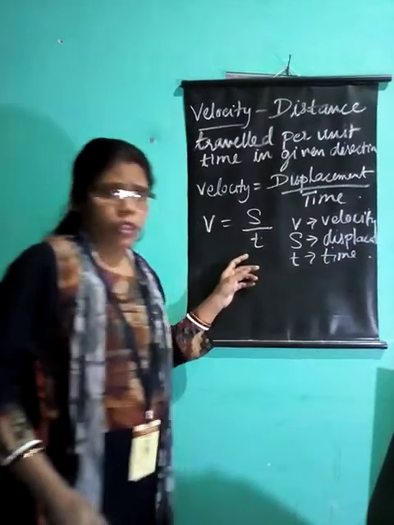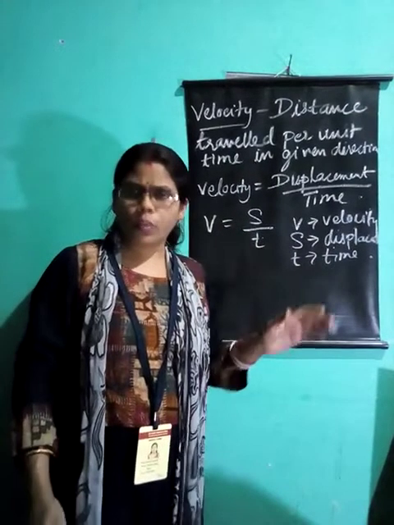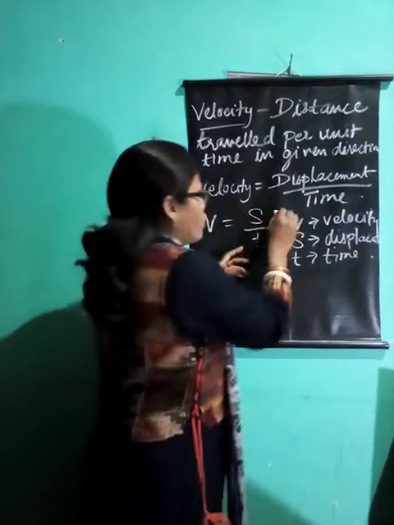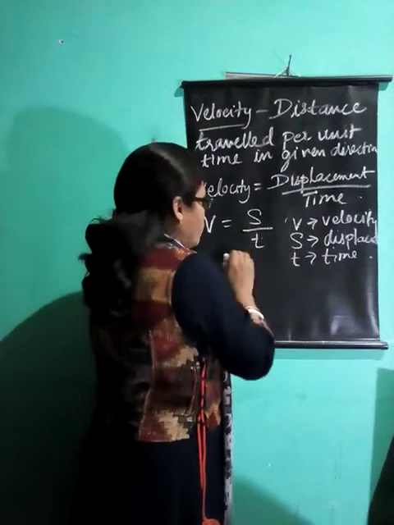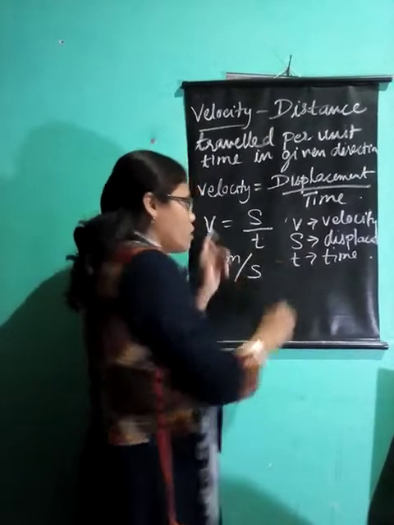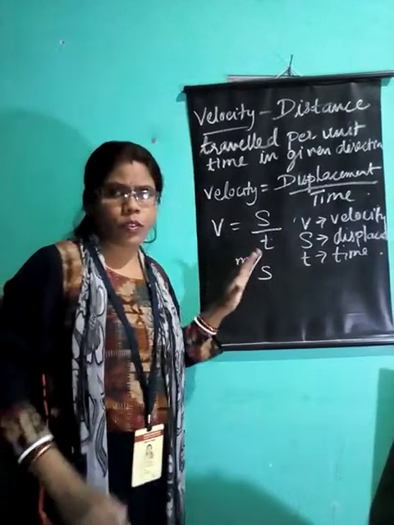What is the SI unit of speed? SI unit of speed is meter per second, as I had told you. For distance it is meter, and time it is seconds. Similarly for velocity also it is meter per second.